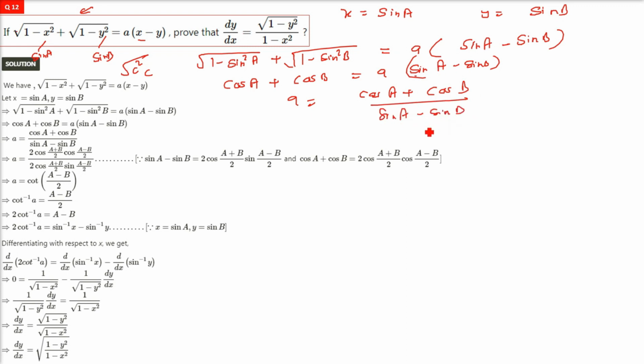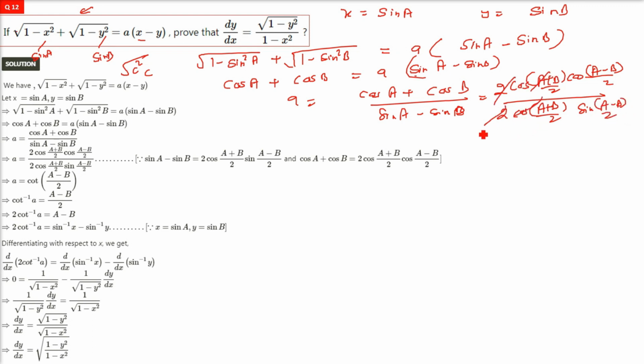Okay. Now cos A plus cos B, what do you get? It's 2 cos A plus B by 2 cos A minus B by 2. Okay. So we have cos A plus B by 2 cos A minus B by 2 divided by 2 cos A plus B by 2 and sin A minus B by 2. Alright. Cos gets cancelled, 2 get cancelled. You have cos A minus B by 2 divided by sin A minus B by 2.